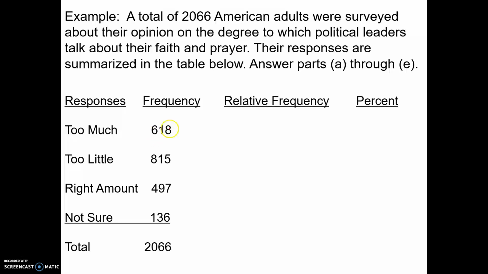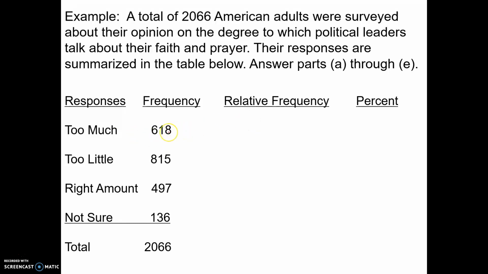618 said too much. Now that's a frequency. Frequency is the actual number of people who said too much. 815 said too little, 497 said just the right amount, and 136 said they weren't sure. Now a frequency is just the actual number of people who gave a response. So 618 said too much.